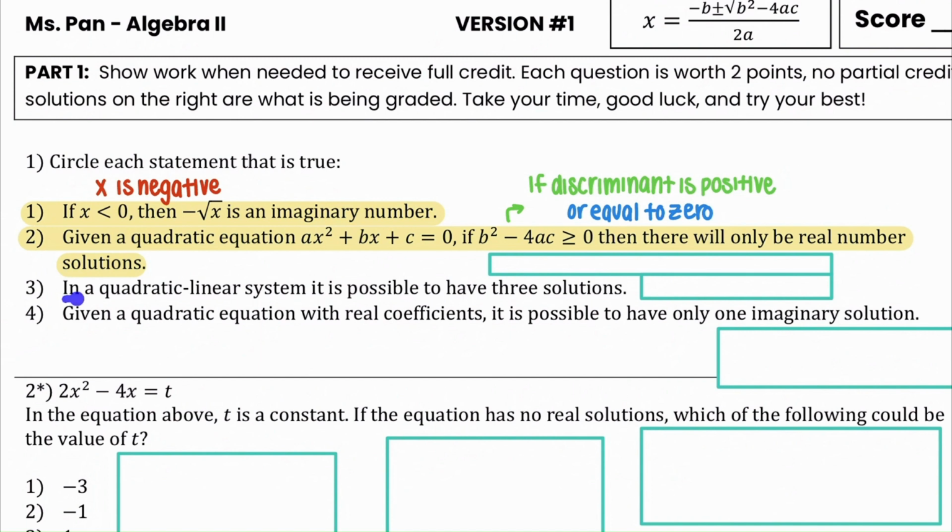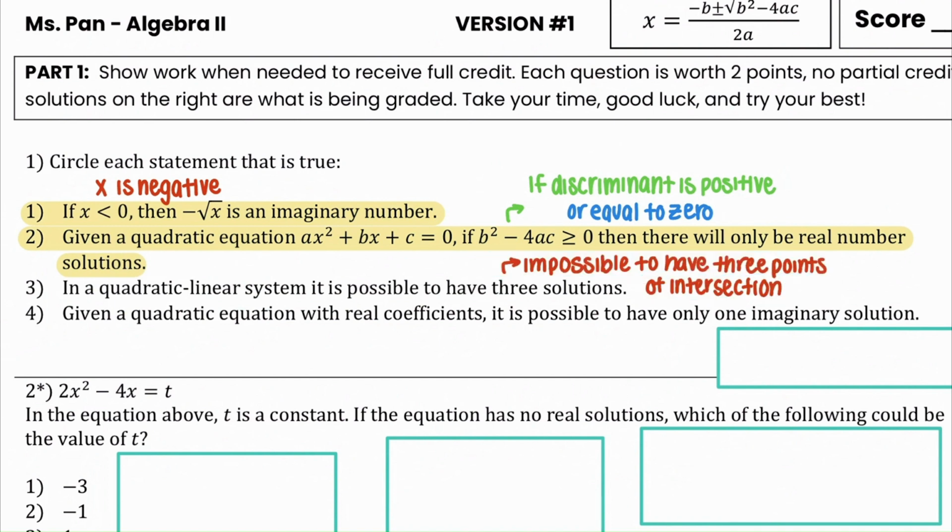Looking at number 3, in a quadratic linear system, it is possible to have 3 solutions. So we have to remember a system is just saying that these two equations or graphs simultaneously exist. And in order to be a solution, we know that that's a point of intersection, graphically speaking. So quadratic linear means that we have one parabola and one line. It doesn't have to be in these directions, but in order to have 3 solutions, there has to be 3 points of intersection. And so here this is false because it's impossible to have 3 points of intersection between a parabola and a line. At most, it's possible to have 2, to have 1, or to have none as such.